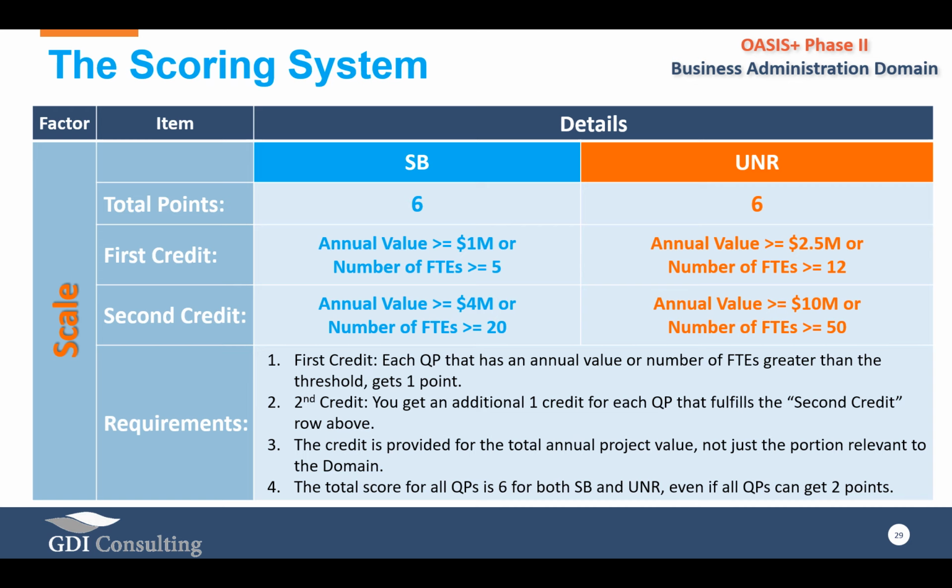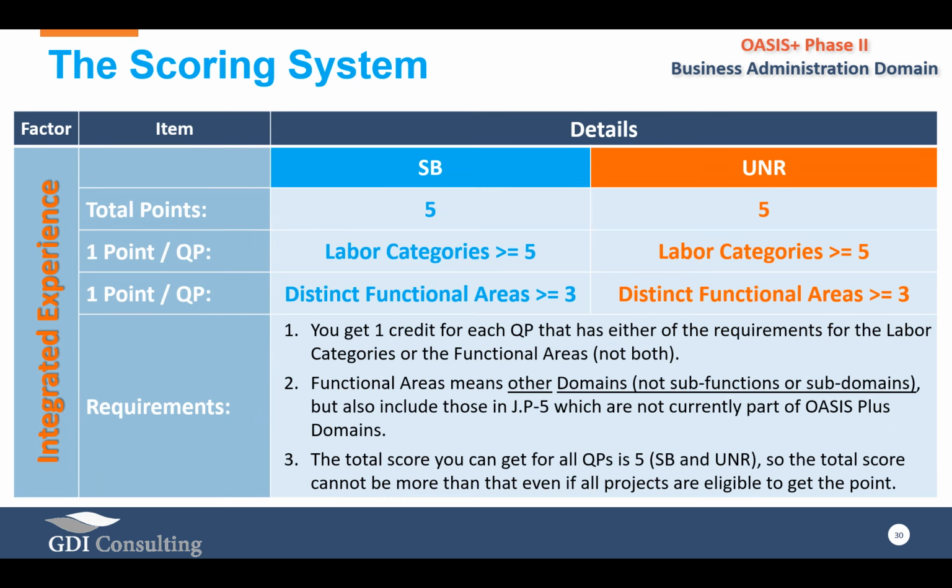Also note that the maximum score for this subfactor is 6 for both small business and unrestricted. So even if all 5 contracts that you bring to the table get 2 points, that's 5 times 2, 10, you will not get that. Maximum is 6 for this subfactor.